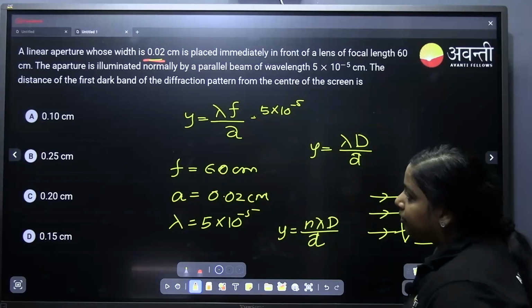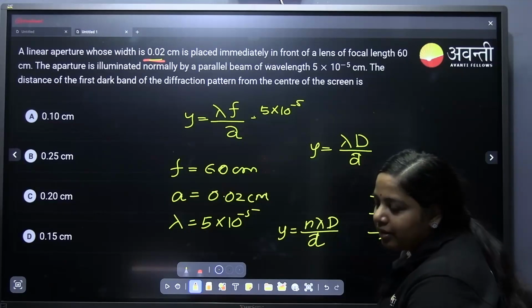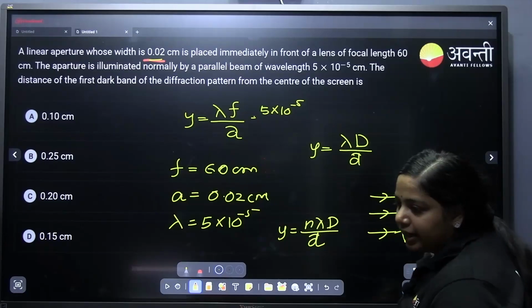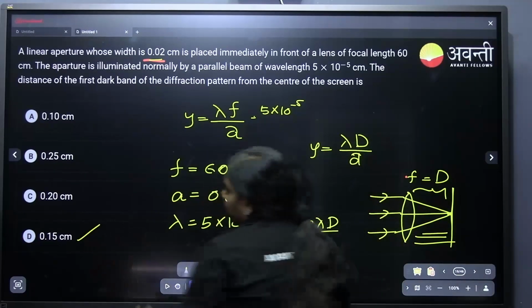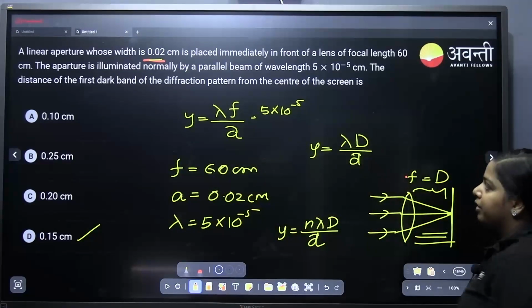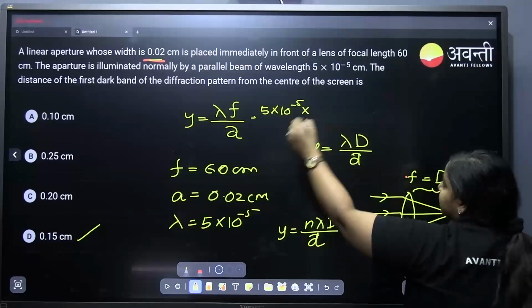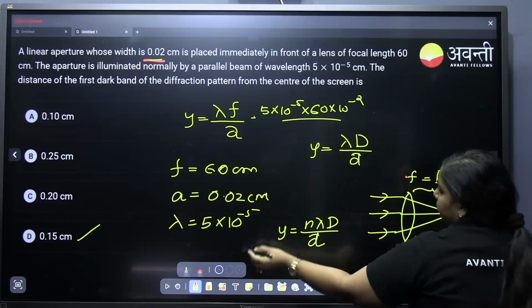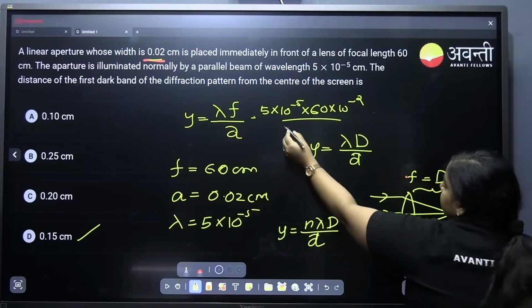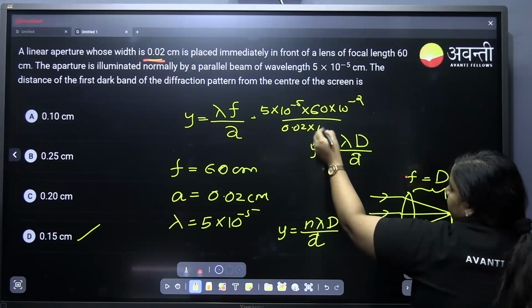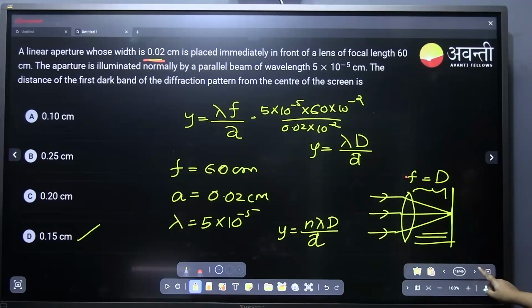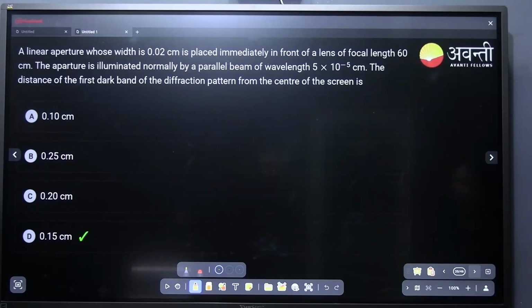Option? Sorry, I did not hear. B or D? D. Yes, correct. Option D is the correct answer. And focus is 60 centimeters. So 60 into 10 power minus 2 divided by a is 0.02 into 10 power minus 2. Okay, so option D is the answer. Let's move on.